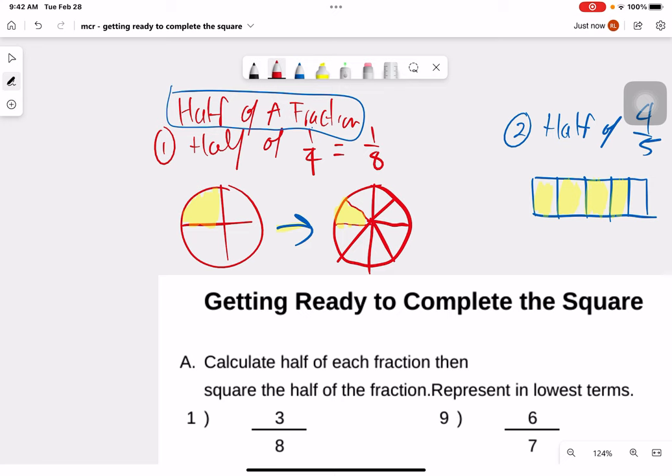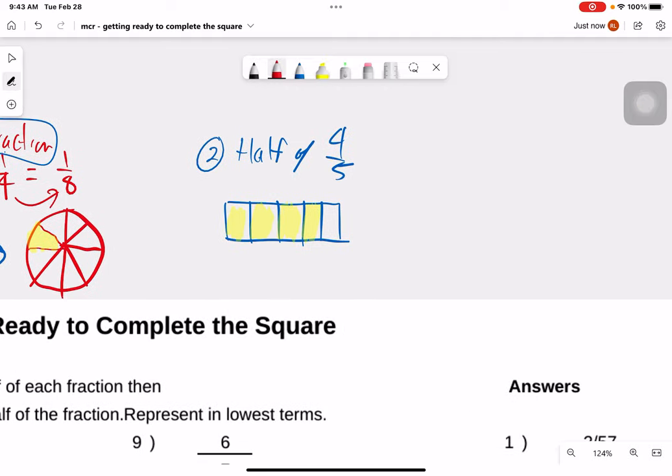So what we can see there is one of the ways to get half of a fraction is to double the bottom. Keep the number of pieces the same, but make the pieces a lot smaller. A 1/8 piece is half as big as a 1/4 piece. So keep the top the same and double the bottom.